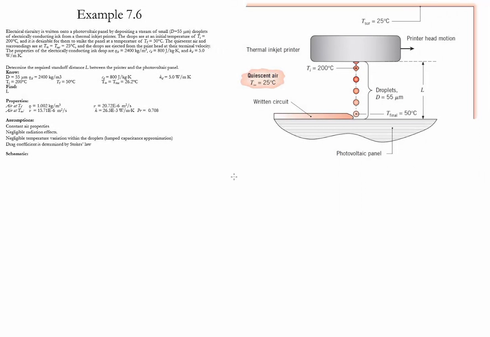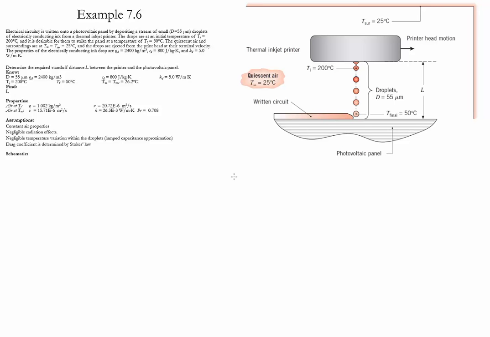Example 7.6. In this example, we evaluate how an electrical circuitry is written into a photovoltaic panel by depositing a small stream of droplets of ink, which come from a thermal inkjet printer. The drops are initially at a temperature of 200 Celsius and it is desired that they hit the panel at 50 Celsius. The air surrounding the drops is at 25 Celsius.